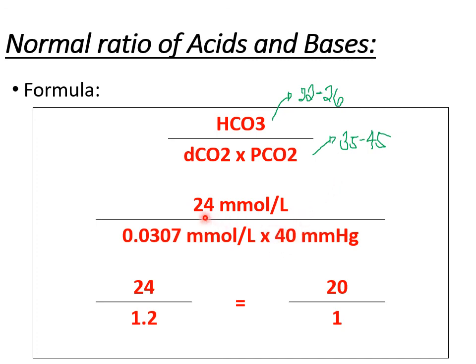So, dito na-derive yung formula ng ating normal ratio. Okay? So, kukompute natin yan. Multiply muna natin yung denominator. So, 1.2. 24 divided by 1.2 is 20. And the normal ratio now of your bicarbonate to your carbonic acid is 20:1.